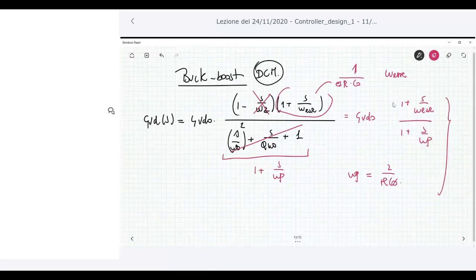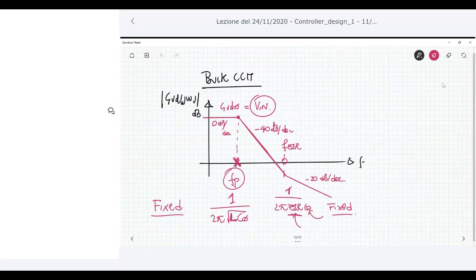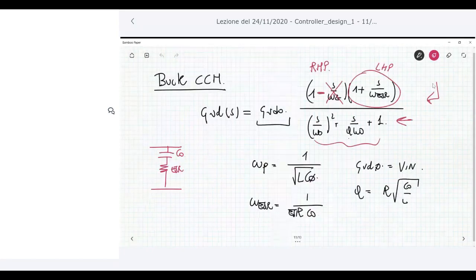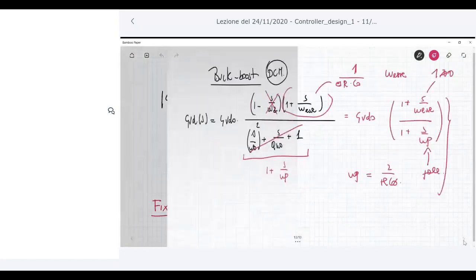Okay, so my control to output transfer function has just 1 zero and 1 pole. 1 left-hand plane 0 and 1 pole. Okay, the buck in CCM has 1 left-hand plane 0 and 2 complex conjugate poles.